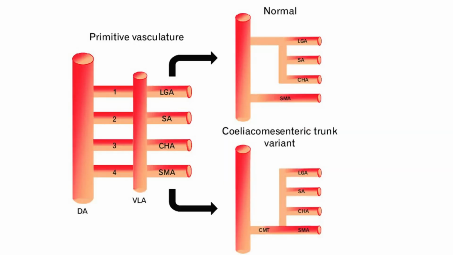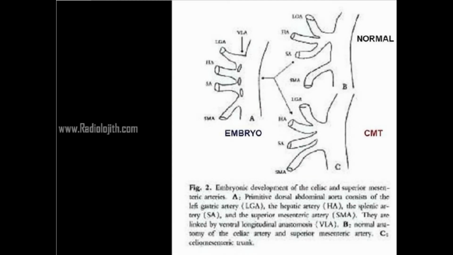Normally, the ventral anastomosis between the 3rd and 4th roots disappears to form the celiac artery and SMA in the given image. If this anastomosis fails to disappear, then the celiomesenteric trunk develops. Please go through the given images again and mentally print them in your deep brain.